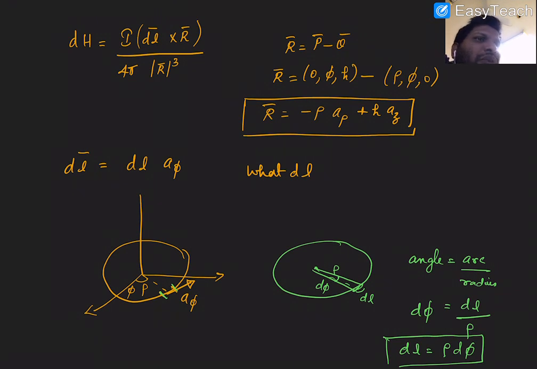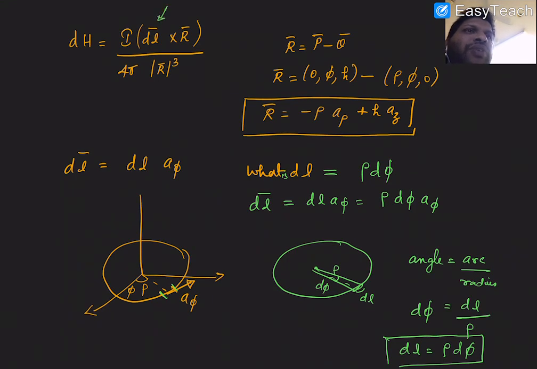So what is dl? dl is equal to rho into d phi. So I can represent the vector dl bar, which is equal to dl into a phi, which is equal to rho into d phi into a phi. So now I got it. Now what is my vector r cube? I got dl bar, dl, so I got this one.